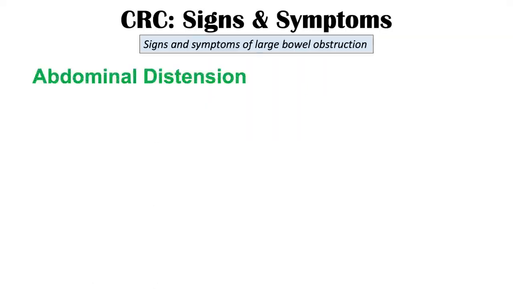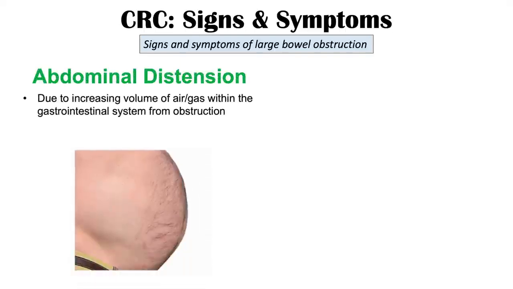Some other signs and symptoms of a large bowel obstruction include abdominal distension. This is due to increasing volume of air and gas within the gastrointestinal system from the obstruction. Again, this is going to be a complete obstruction. If no flatus can pass the obstruction, the air is going to build within the gastrointestinal tract, causing this abdominal distension. And the severity depends on the location of the obstruction.